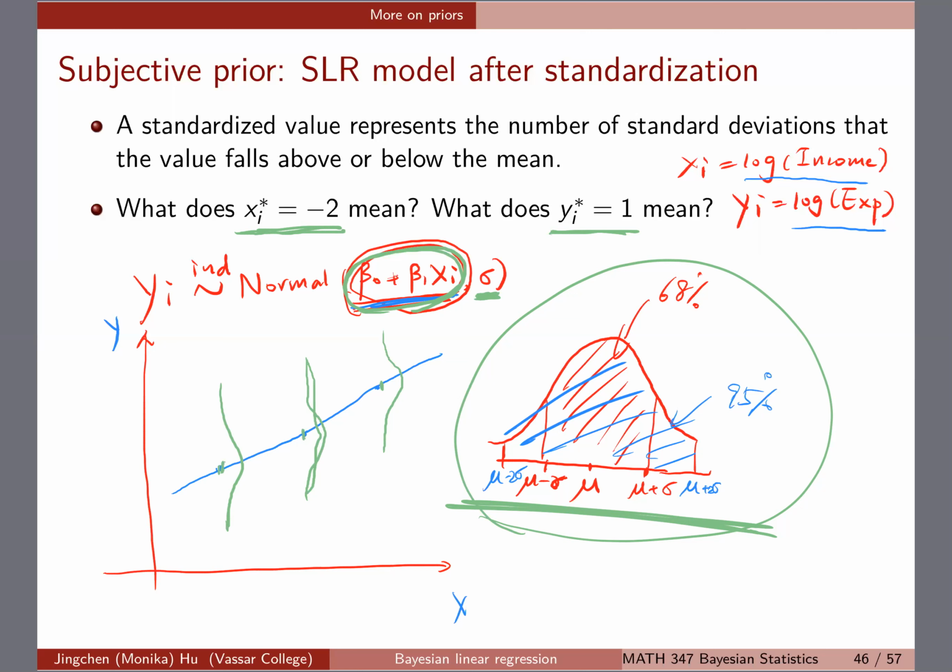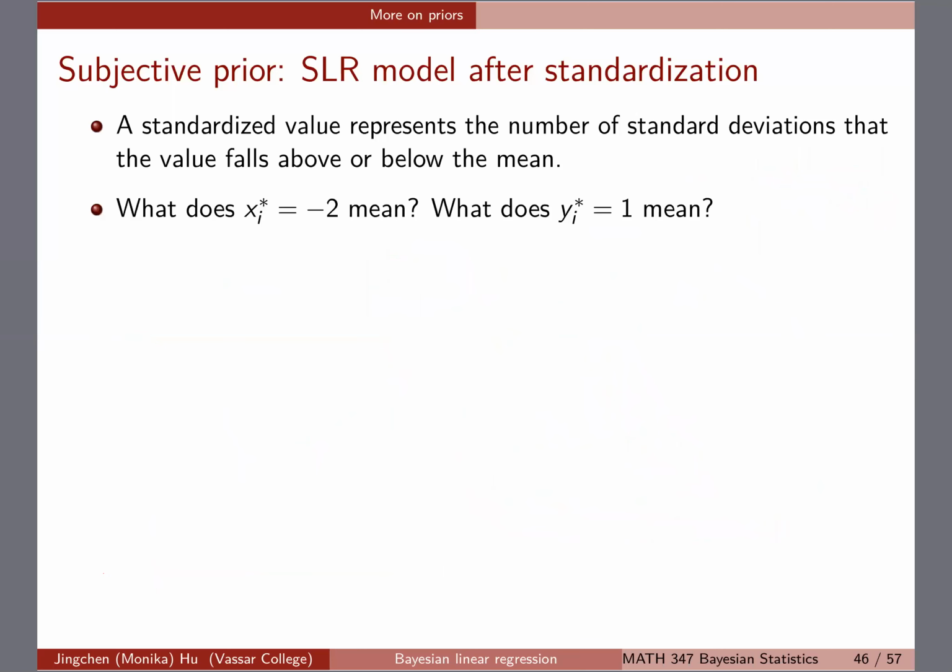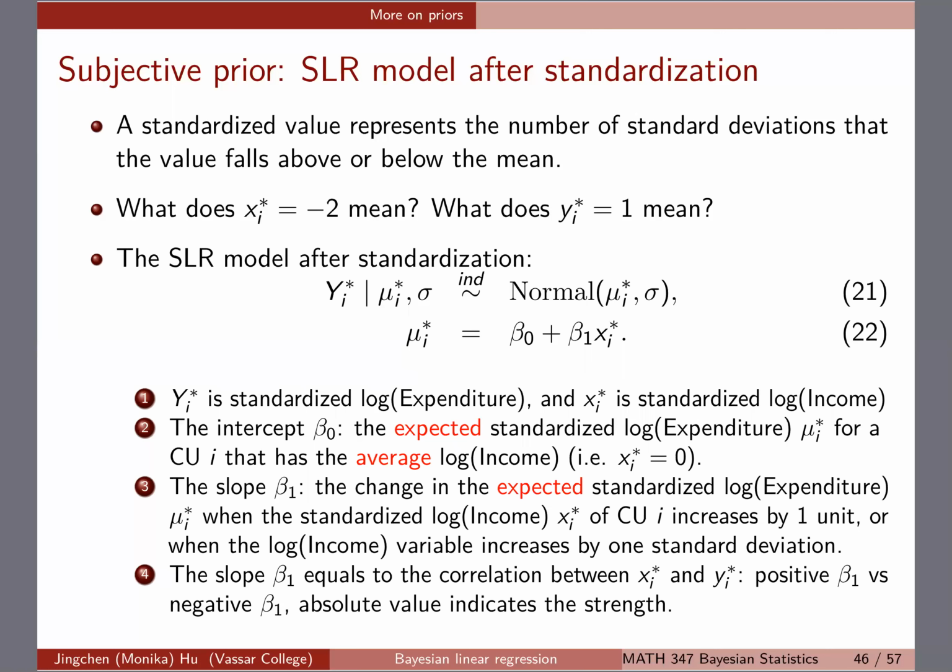And if you have yi star equal to 1, that is saying that this observation, the outcome, which is the log expenditure variable, is 1 standard deviation above the expected value of that. So that's what those values are about. And the reason I asked you for this is that after you do the standardization, you can just add the star symbol to all of the random variables, not parameters. In our case, add it to xi, because xi is being standardized, and yi is being standardized as well. So you can rewrite the model in this way.